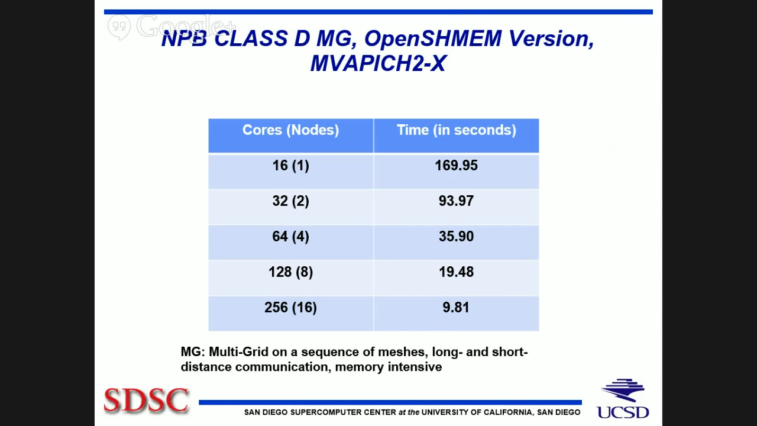Then we have the NAS parallel benchmark class D multi-grid again, going from 16 cores to 256 cores. Even with the OpenSHMEM implementation, you get similar results to what we got. I think it's a little bit slower on the 64 and the 128 core. And it's again memory intensive, using quite a bit of the memory on each node.